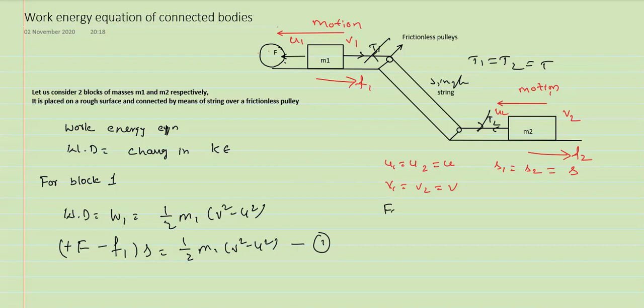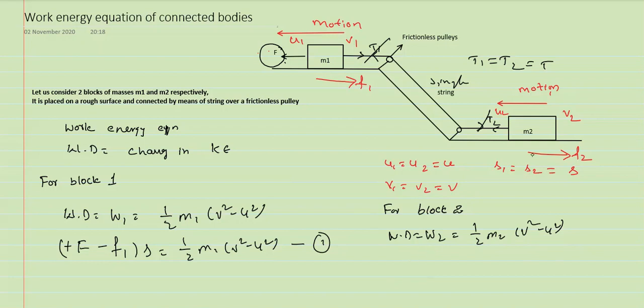Similarly for block 2, we have only one force, that is F2, which is opposite in direction. Similarly, applying the work energy theorem on body number 2, the work done W2 is equal to half M2 into V square minus U square. Here also we need to substitute V2 and U2, but since U2 is equal to U and V2 is equal to V, I am directly substituting V square minus U square.